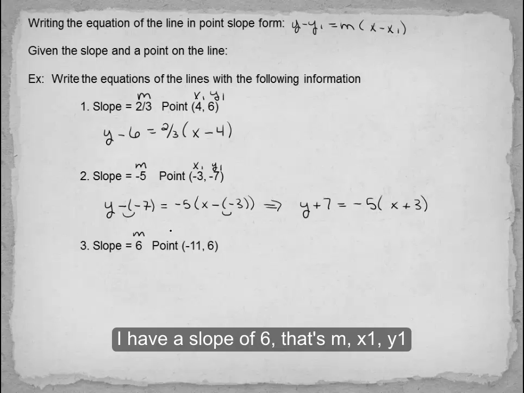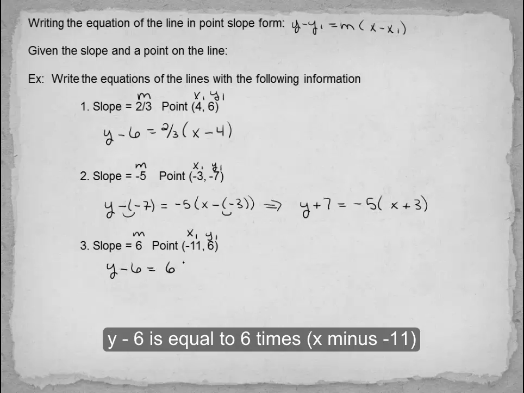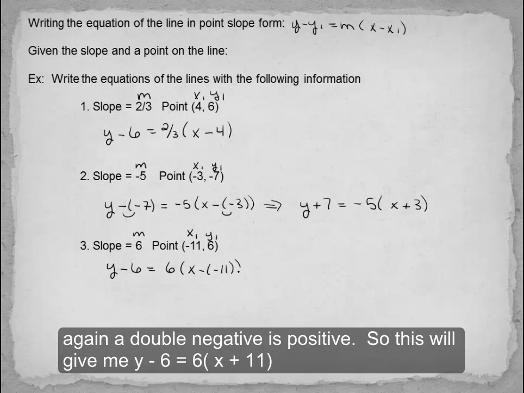I have a slope of 6. That's m, x1, y1. Y minus 6 is equal to 6 times x minus -11. Again, a double negative is positive. So this will give me y minus 6 is equal to 6 times x plus 11.